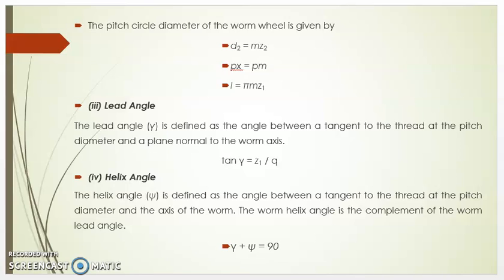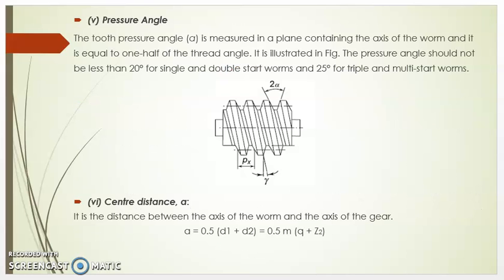Now, third, lead angle. The lead angle gamma is defined as the angle between a tangent to the thread at the pitch diameter and a plane normal to the worm axis. Therefore, tan gamma is equal to Z1 upon Q. Fourth, helix angle. The helix angle psi is defined as the angle between a tangent to the worm at the pitch diameter and the axis of the worm. The worm helix angle is the complement of the worm lead angle. Therefore, gamma plus psi is equal to 90 degree.